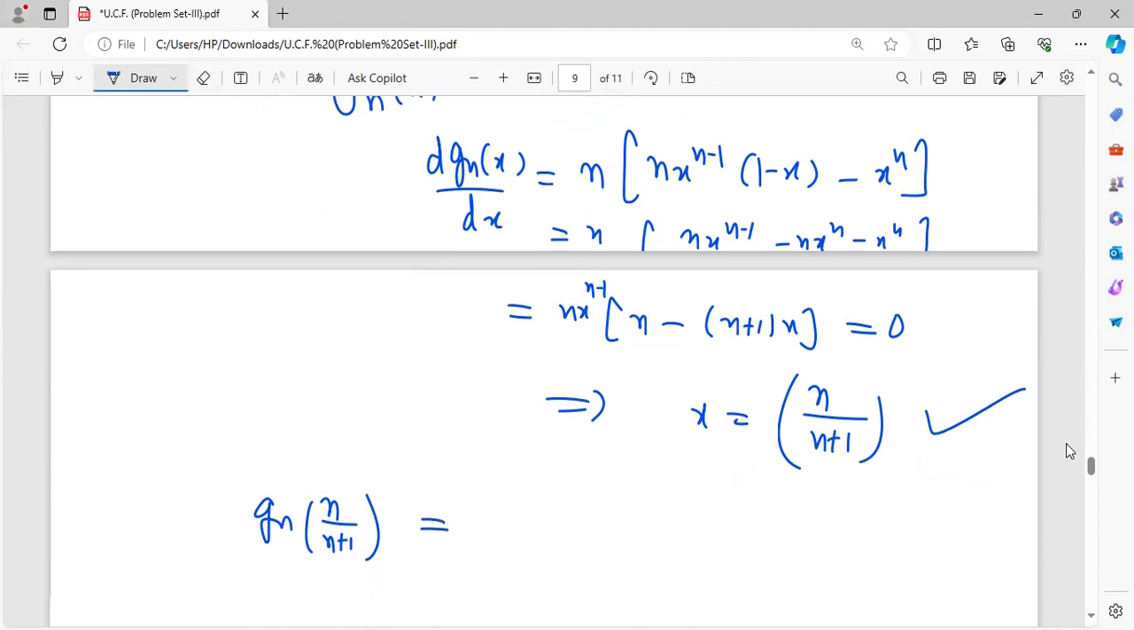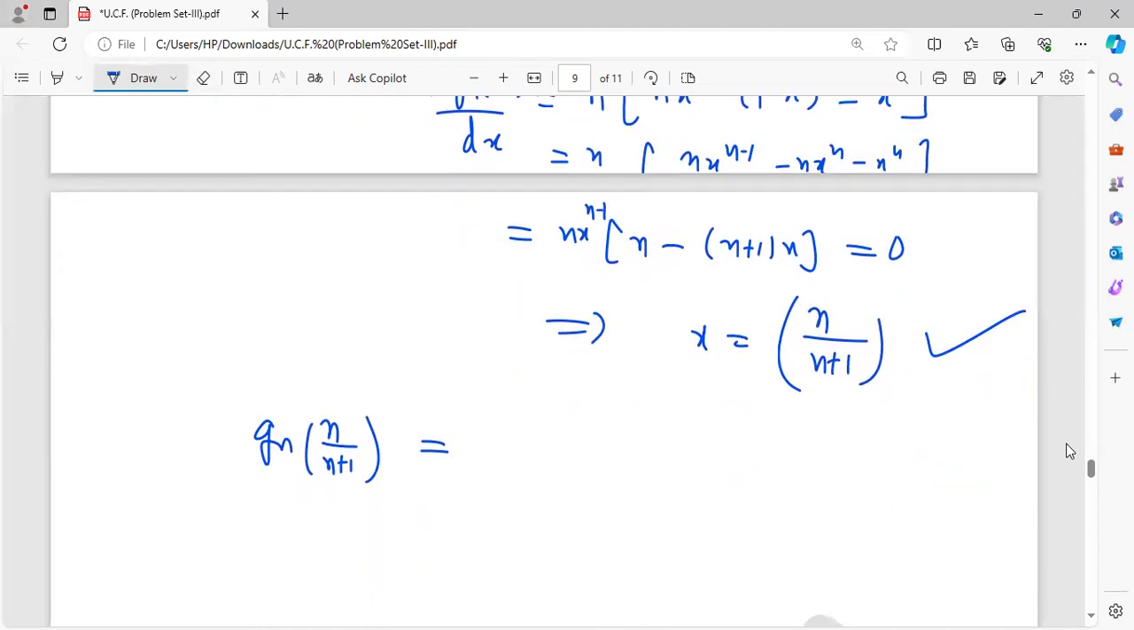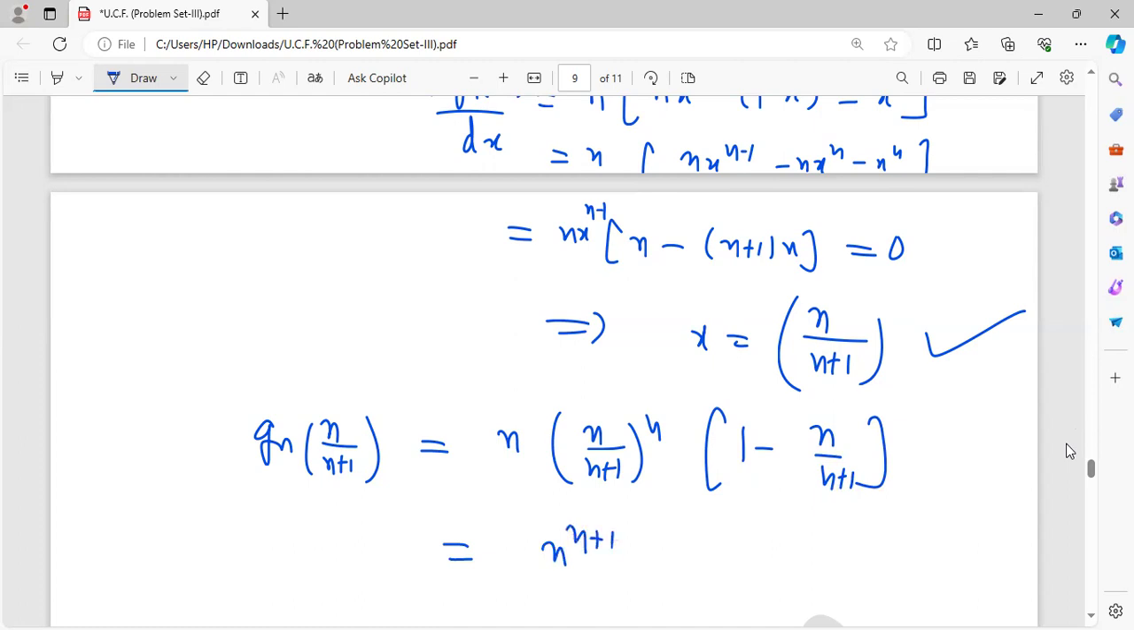So put this value. This value is n upon (1 plus n) to the power n, times (1 minus n plus 1). After solving you get (n plus 1) upon (n plus 1) to the power n. And after solving it you will get n plus 1.